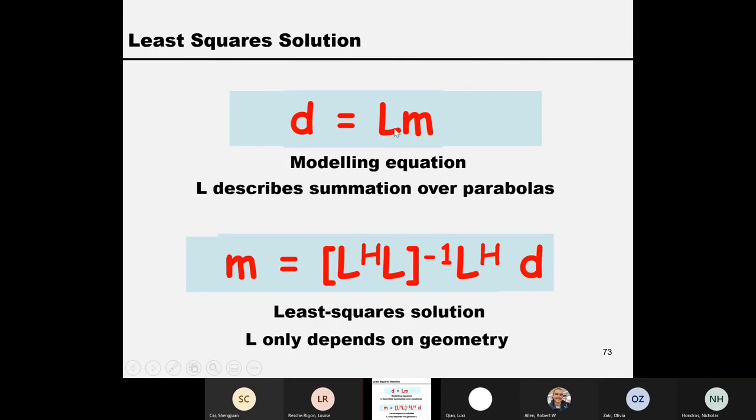So for this one, if we pre-multiply the left hand and right hand side by R transpose, I put H here because R is a complex number. R transpose here means the Hermitian transpose, the complex conjugate transpose. Okay, so you pre-multiply by R^H, and you have R^H D equals R^H R M, right? And then this R^H R is a square matrix. Now you can do the inverse.